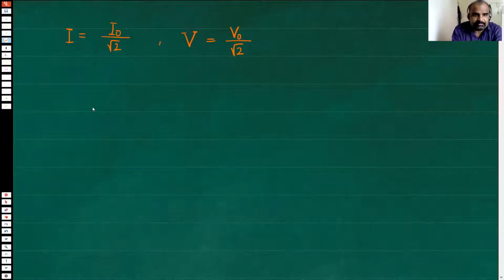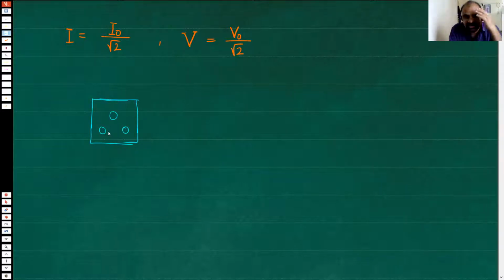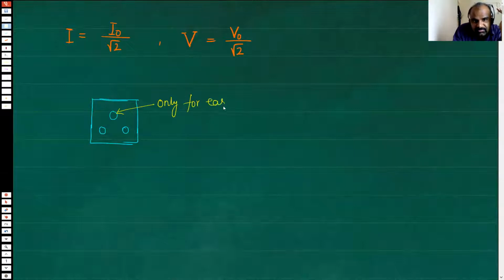Now let me tell you, in the household that we have, like in our house, you always have this kind of socket, like this socket where there are three terminals. This is used only for earthing. So this is frankly of no use. This is only for earthing purpose.